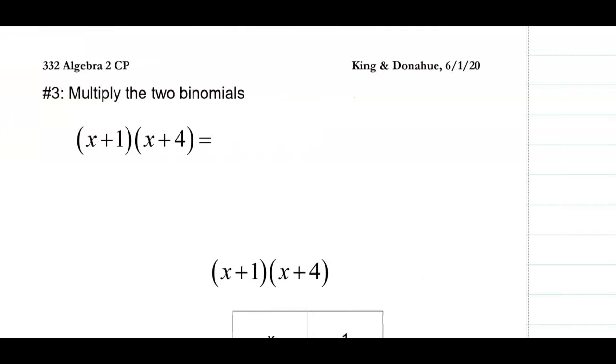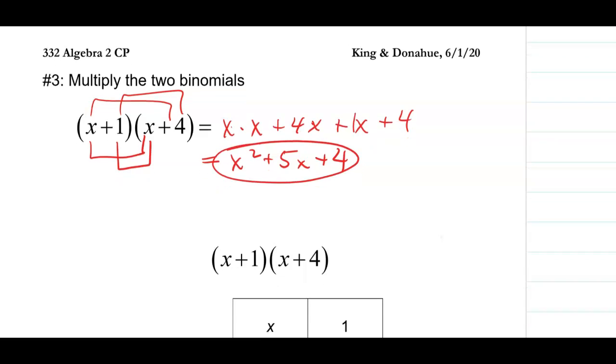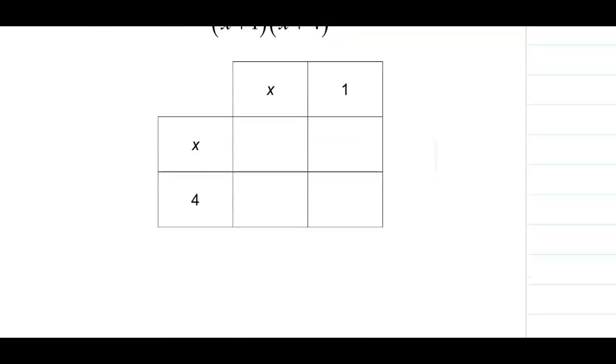Here's another example. And we're just going to go ahead and FOIL this one. So first terms, x times x. Outer terms, x times 4. I like to say 4 times x, 4x. Inner terms, 1 times x, which is x, and then 1 times 4, which is 4. And so this is x squared, and 4x and 1x is 5x, and then the 4, and there's our answer. Again, I'm going to skip the grid approach, which also works fine, as it has before.